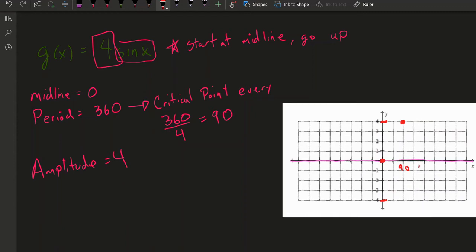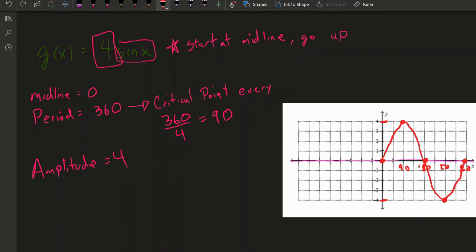90 later, I would be at 180 degrees. At the next critical point, I'm going to go down to the midline again. 90 more degrees, I will reach 270, and at that point I will reach the minimum, which will be right here. And then at 360 degrees, I'll come back up to the midline. So I can go ahead and connect those dots. Remember, sine and cosine curve a little bit, so try not to do straight lines right here. And there is one period of the graph.